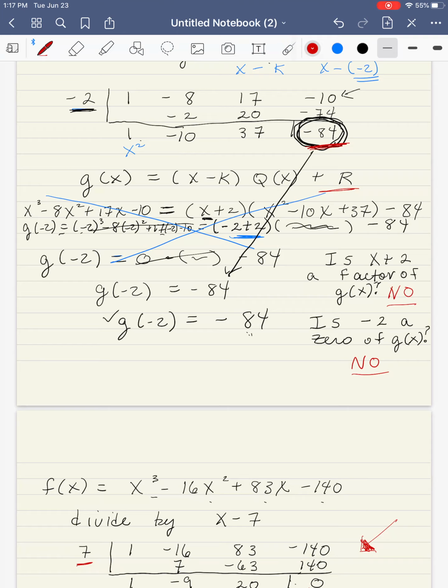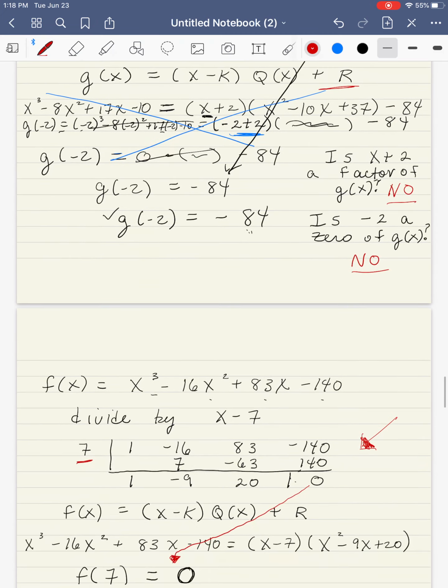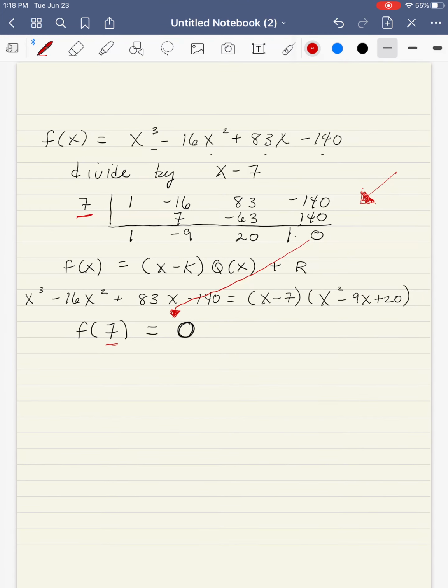And notice my answer for both of these is no. That will always happen. If x plus 2 is a factor, then negative 2 is a 0. If x plus 2 is not a factor, then negative 2 is not a 0.